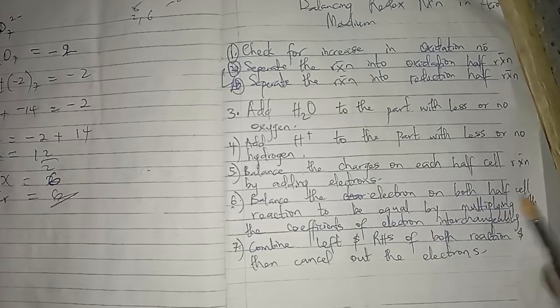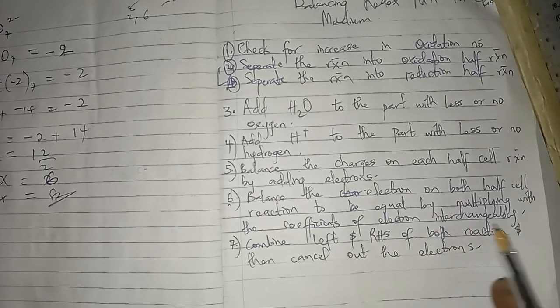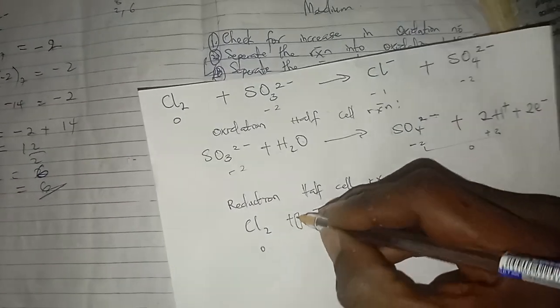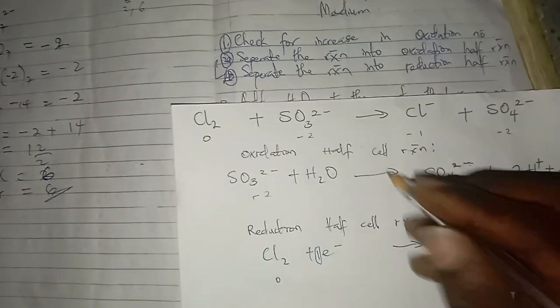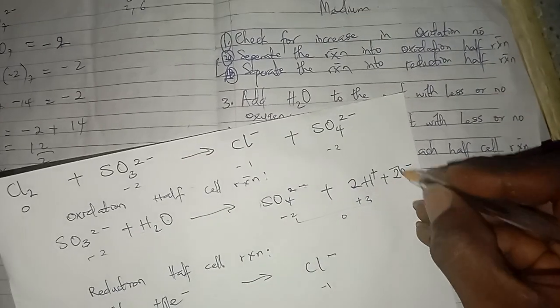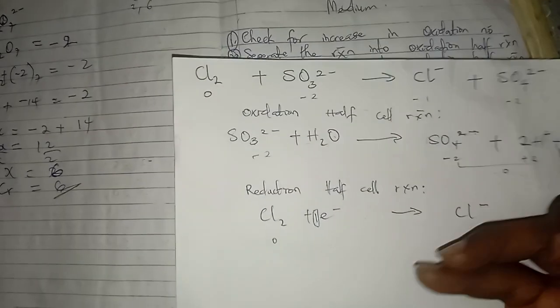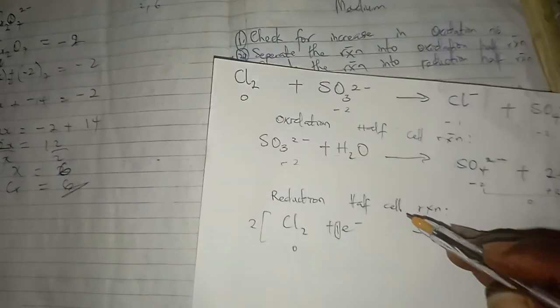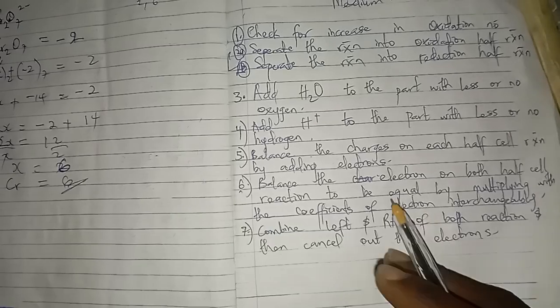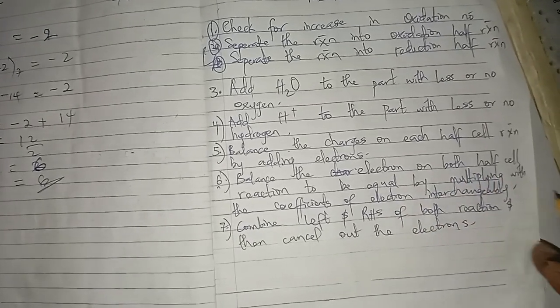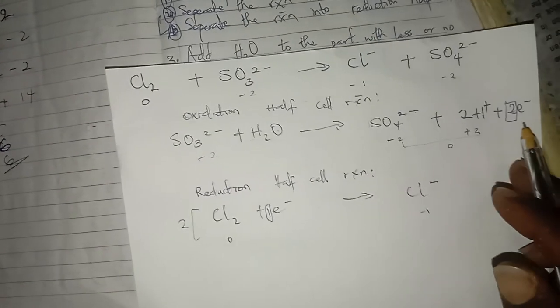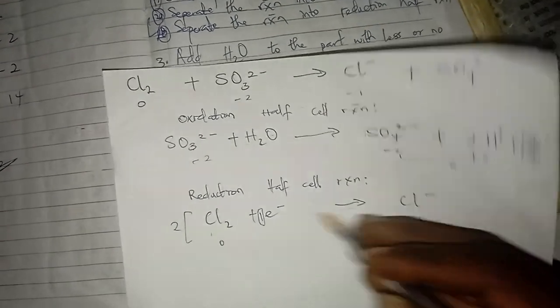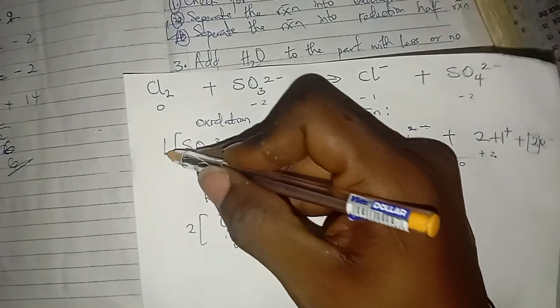Balance the electrons on both half cell reactions to be equal by multiplying by the coefficient of electrons interchangeably. Let's find the coefficient. Here, the coefficient of electron is 1. And right here, the coefficient of electron is 2. Because I have 2 electrons in the oxidation half reaction, I carry that and use it to multiply this one, because rule number 6 says we need to balance the electrons of both half cell reactions to be equal. So I will carry the 2 that I see here and use it to multiply this one. Then the 1 that I'm seeing here, use it to multiply this one.